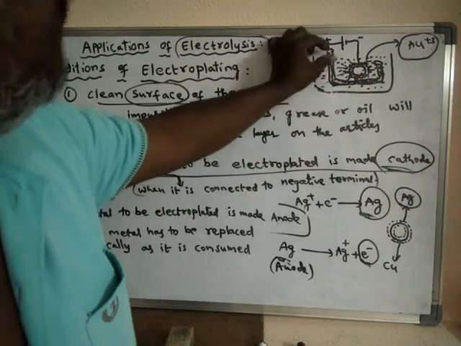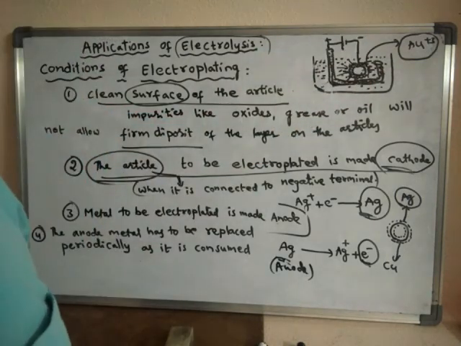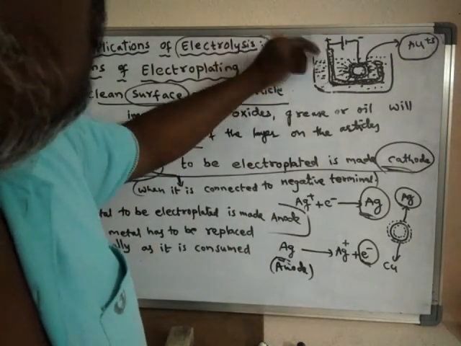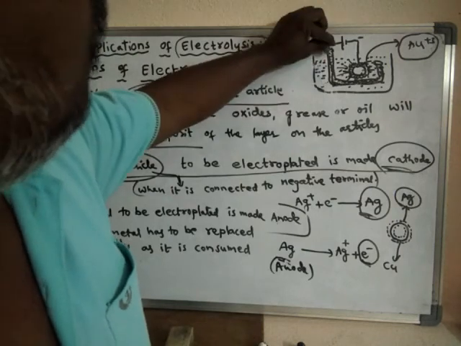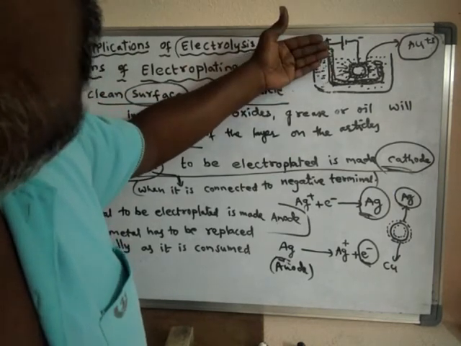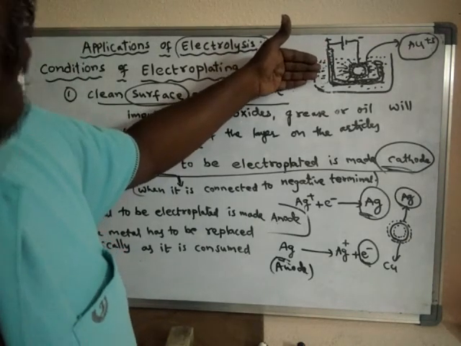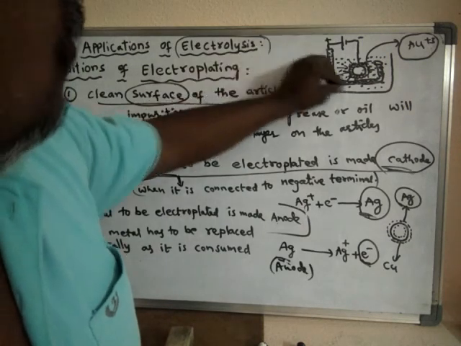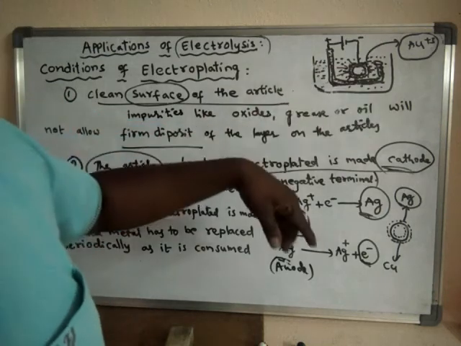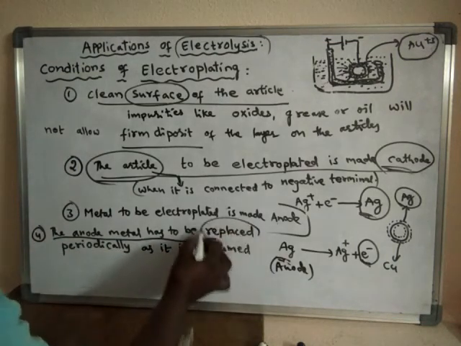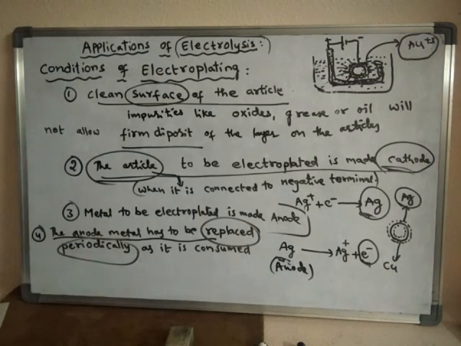Again a fresh anode is kept. A fresh anode means a thick anode of certain thickness is kept. And by the time of 2 hours, the material of the anode enters into the electrolyte and is used up. So after 2 hours, again we have to replace this old anode by a fresh anode. Like this, the anode metal has to be replaced. So the fourth condition is that the anode metal has to be replaced periodically because it is consumed during the electrolysis process.